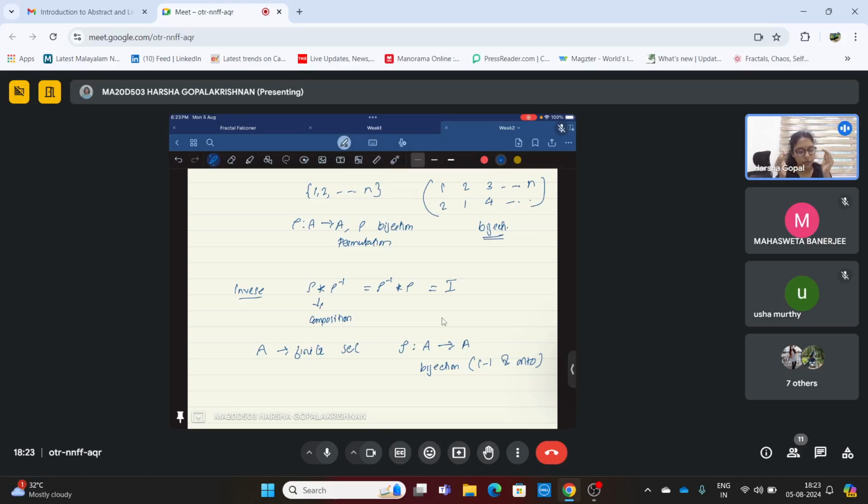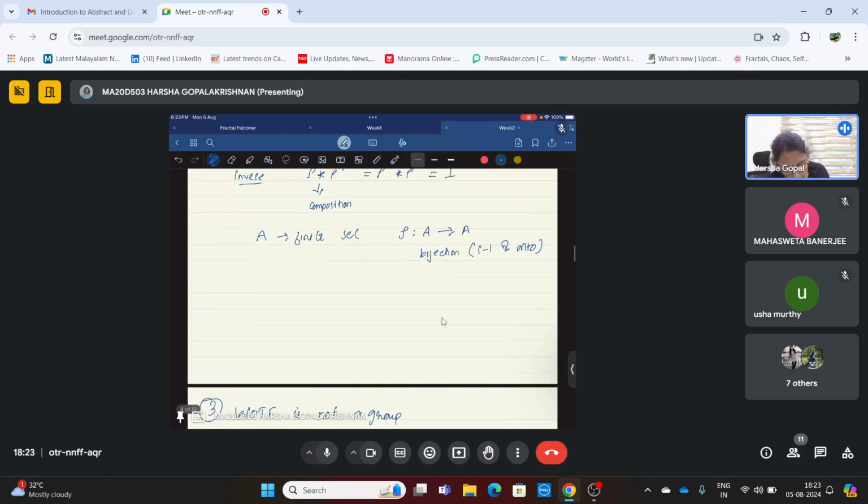So here the domain and codomain have the same number of elements because both are A. So we are mapping the elements of A to the elements of A only. Okay, so all elements are mapped to elements of A, and all elements in the codomain A are mapped by some elements from the domain.